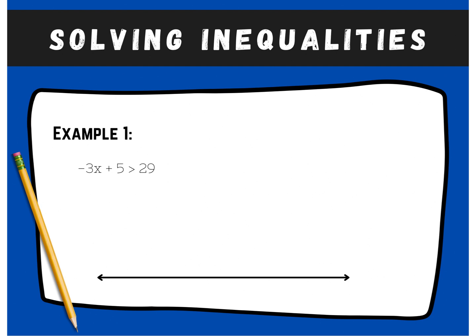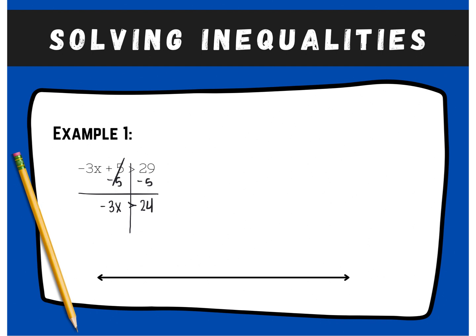Here's example 1 of 3 that I want to take a look at. Now, you'll solve this just like you would any other inequality. So you want to balance both sides, right? You want to subtract 5 to work toward isolating the variable. Now 5 minus 5 is 0. That leaves me with negative 3x on the left-hand side is greater than 24 on the right-hand side.